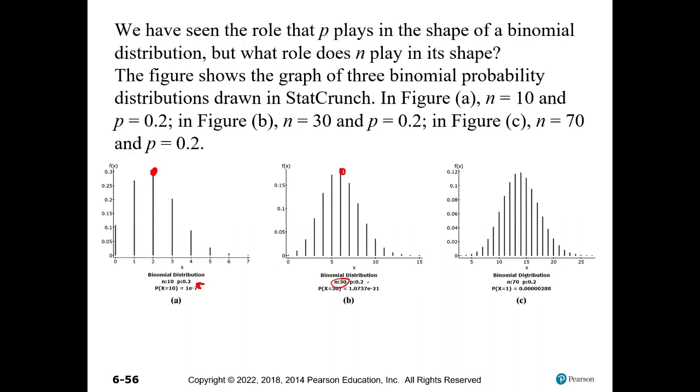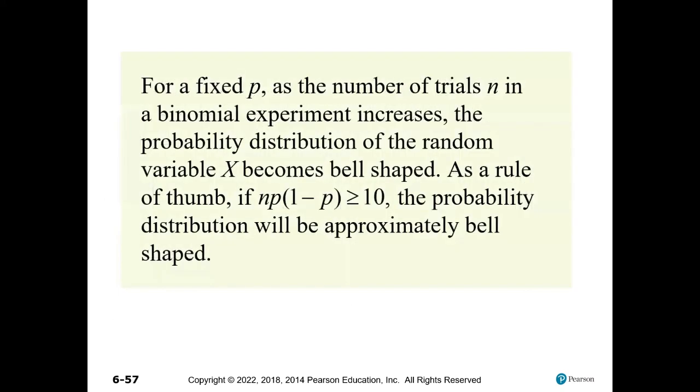Okay, this last one, I increased my total up to 70. And now it looks like, there's kind of my middle, it looks a lot more normal. Okay, so P can skew our graph left and right. What does N do? Well, the larger we sample, the more normal our curve, or our distribution, is going to look. If we keep P fixed, as we increase the number of trials in our binomial experiment, the random variable is going to become more bell-shaped.